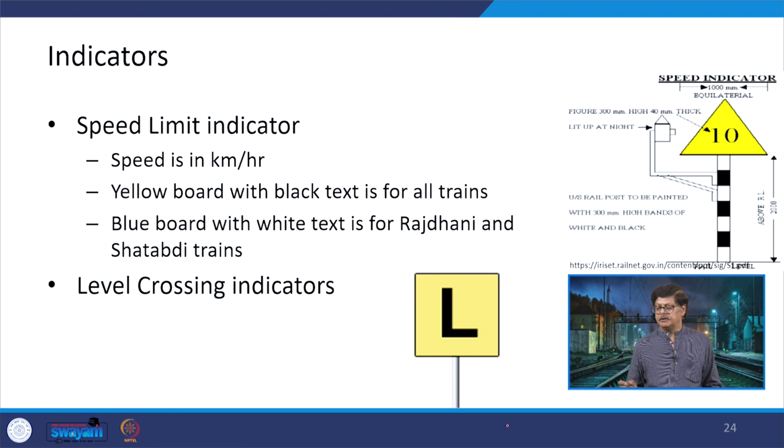Speed limit indicator, we already talked about that: if it is a triangle with 10 written on it, it means a speed of 10 kilometers per hour is being defined. It is a yellow board with black text on it. There can be a blue board with white text, which is used for Rajdhani and Shatabdi trains and their tracks. If this type of piece is available and you see that, then that is a level crossing indicator. That means you are approaching a level crossing.